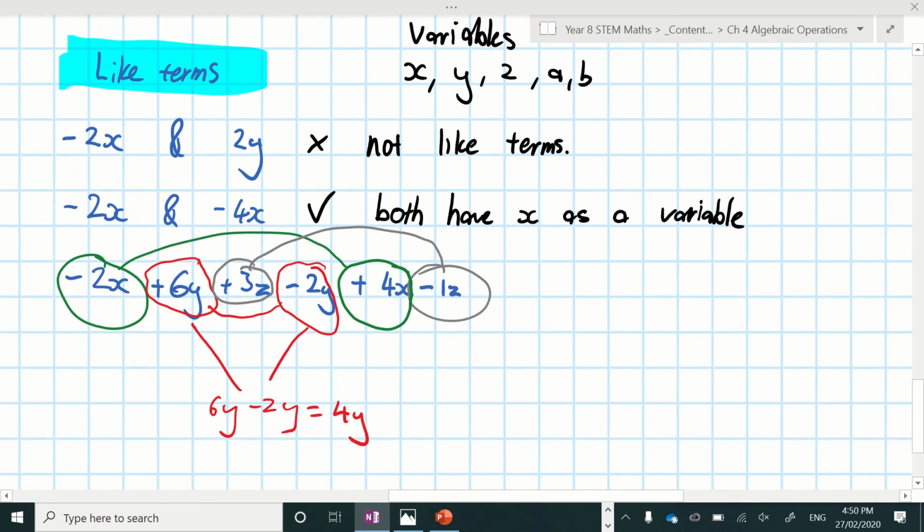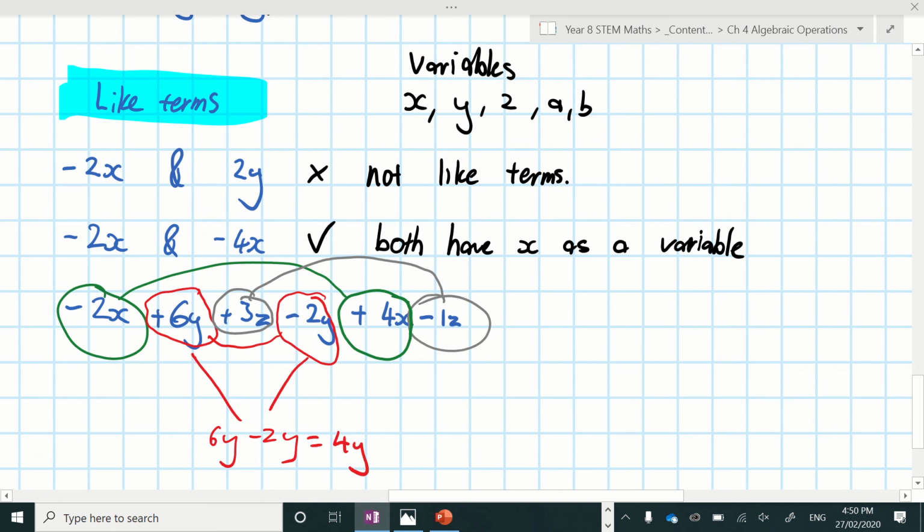And similarly, it goes on for the x's and also the z variables. But I'll end it here so we don't go into too much complex stuff in one short video.